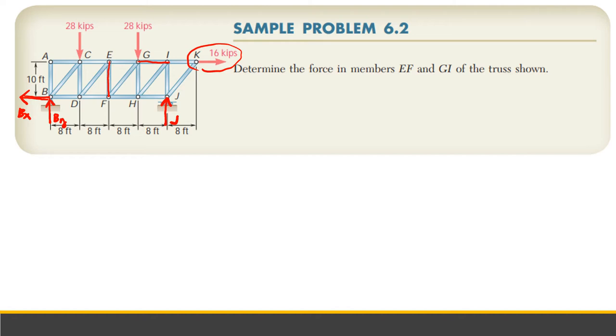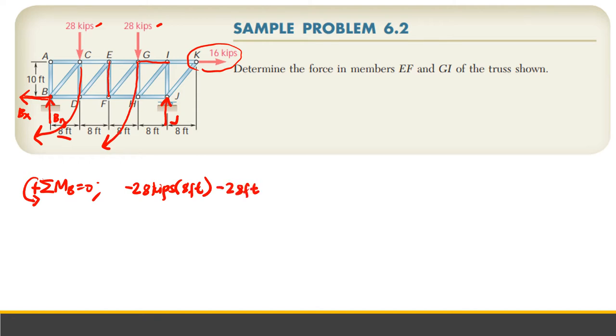First, we will find J. To do that, we create a moment at B so that we eliminate BX and BY, and the only unknown is J. Summation of moment at B equals 0, counterclockwise positive. The forces involved are the 28 kips concentrated loads at C and G, and our J. Starting with the 28 kips at C, it will create a clockwise rotation at B. Its perpendicular distance is 8 feet, so clockwise is negative 28 kips multiplied by 8 feet. The same goes for the 28 kips at G, which also rotates clockwise.